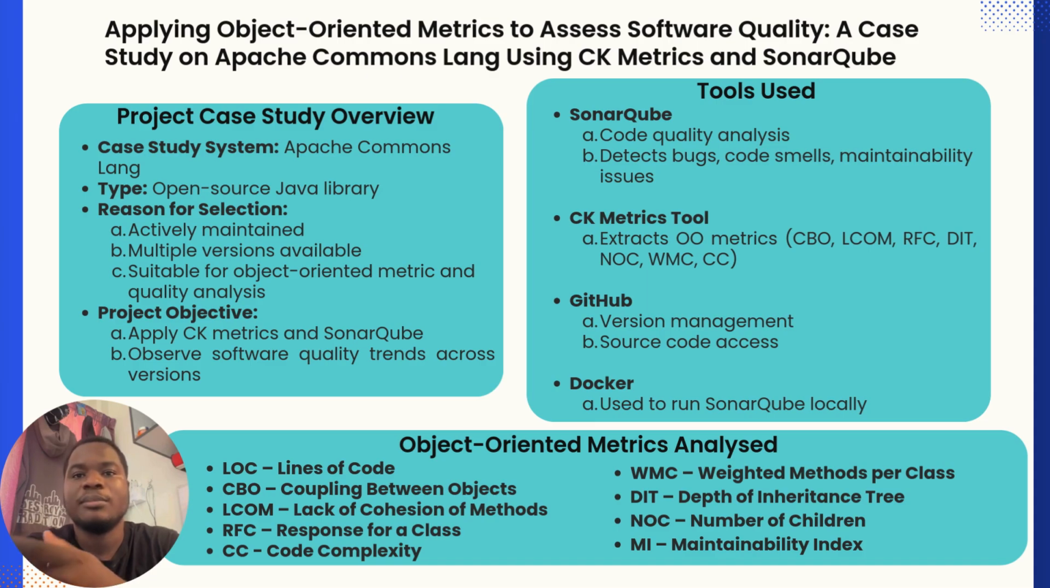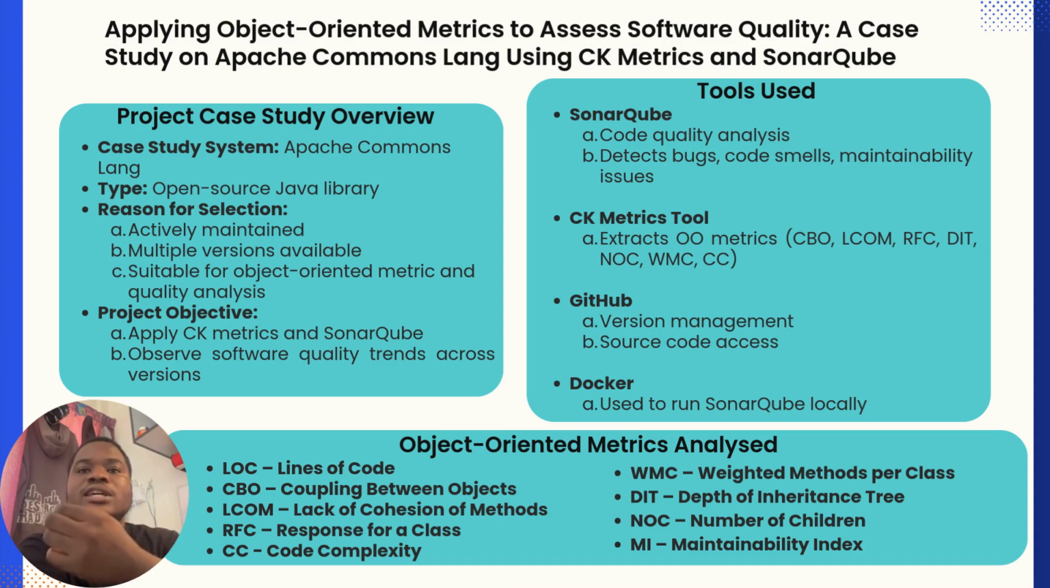Our main objective was to apply CK metrics together with SonarQube and observe software quality trends across different versions of the system. For the tools, we use SonarQube, which was run from Docker, to analyze code quality issues such as maintainability, bugs, and code smells. We also use the CK metric tools to extract object-oriented metrics like CBO, LCOM, RFC, DIT, NOC, and WMC. Then GitHub was used for source code access and version management, and Docker was used to run SonarQube locally.